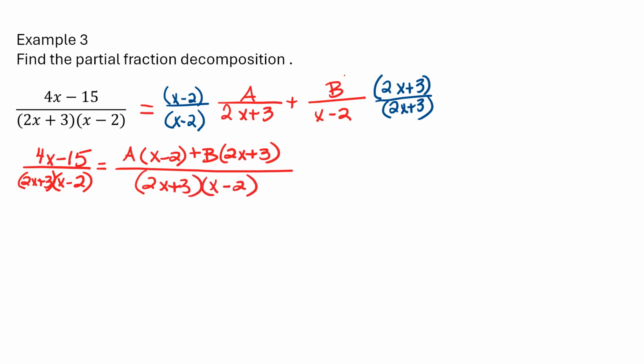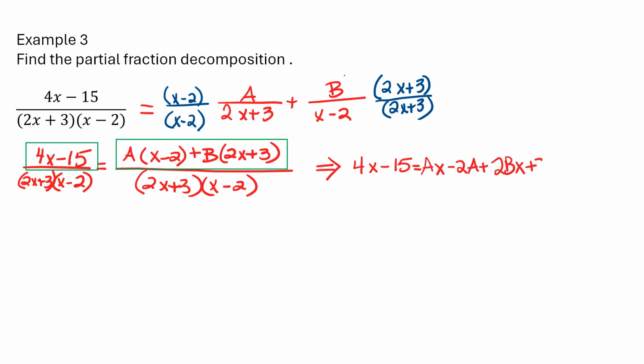All right, so the denominators on these expressions are now the same, and so the numerators must be the same. So that must equal that. So we'll write that equation. 4x minus 15 has to equal, and I'm using the distributive property to go ahead and multiply that out on the right side. 4x minus 15 must equal ax minus 2a plus 2bx plus 3b.